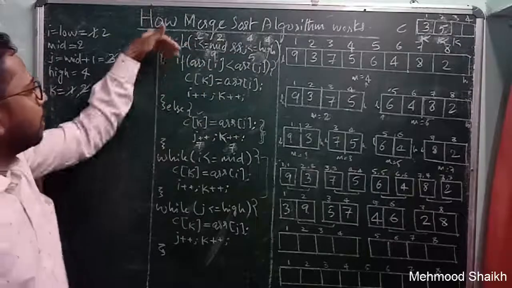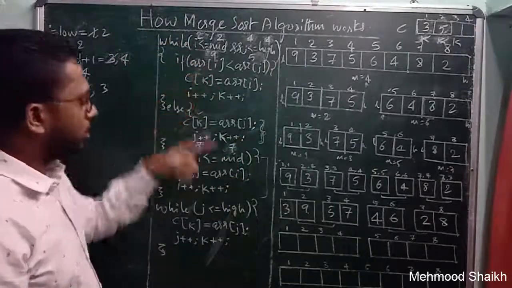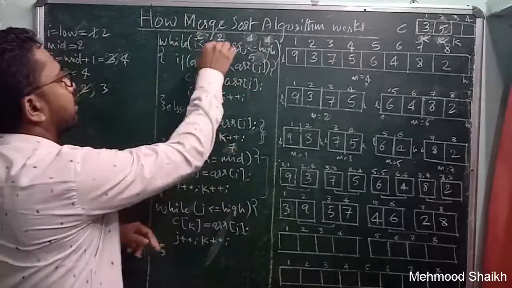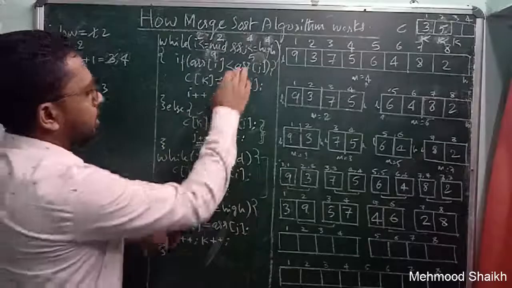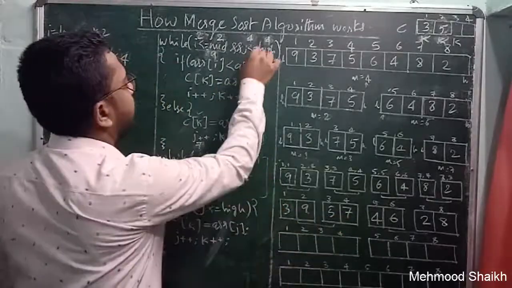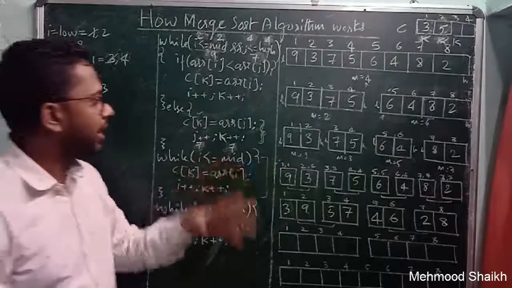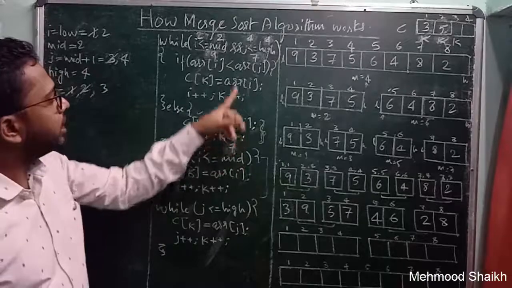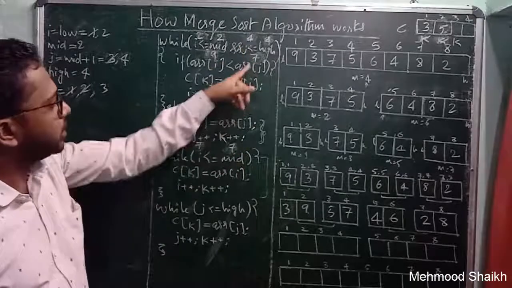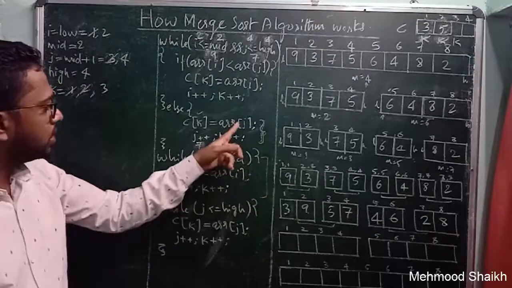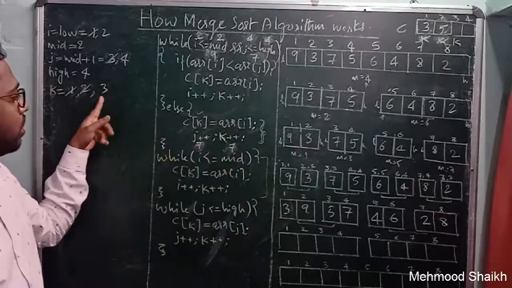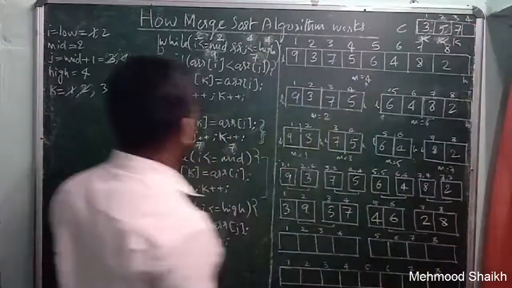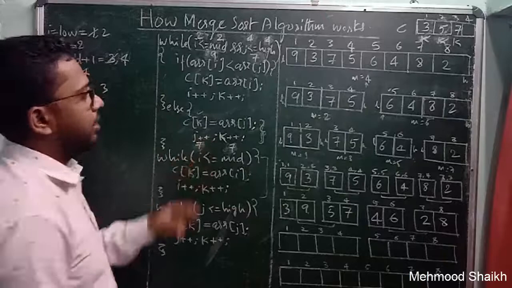So we'll come inside this while loop and we will check array of 2. Array of 2 is 9. Then array of j, which is 4, is 7. So is 9 less than 7? No, 9 is not less than 7. So control will come to the else part where we will pass array of j. Array of 4, which is 7, will move to the third index of the C array. So 7 will come here, and then we will increment j and increment k.